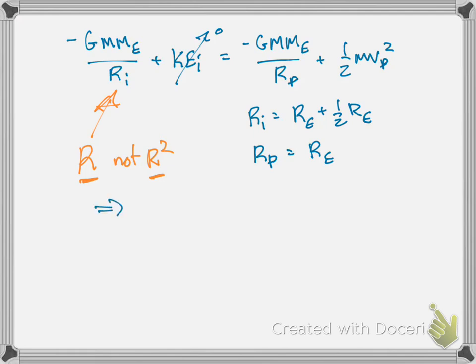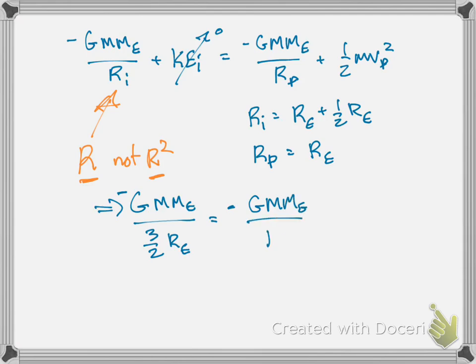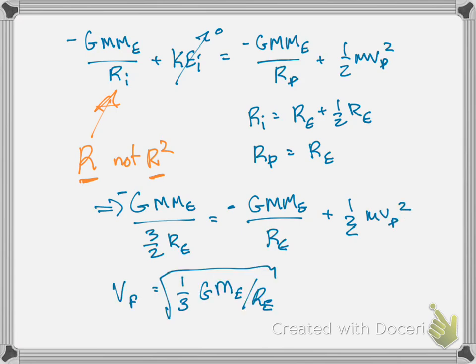And so therefore it's just a plug-in. Minus G M M Earth over 3/2 RE is equal to, whoops, there's a minus sign, minus G M M Earth over RE plus 1/2 M V final squared. So solving for V, we get the square root of 1/3 G M Earth over RE. Yeah, it's just a regular energy conservation problem. We could plug in numbers, right? It's independent of the mass of the falling thing, just like it's always been. We could plug in numbers and figure out what that velocity would be.